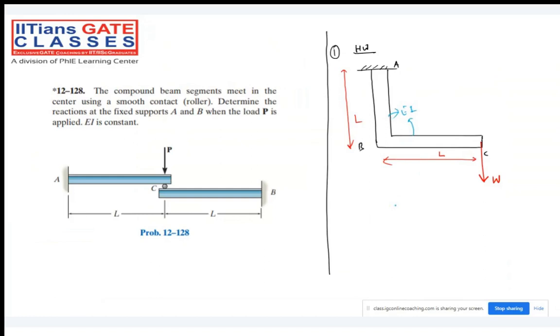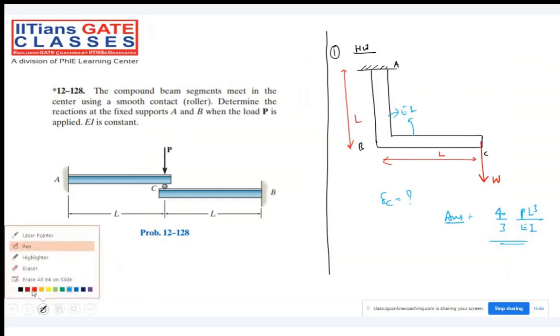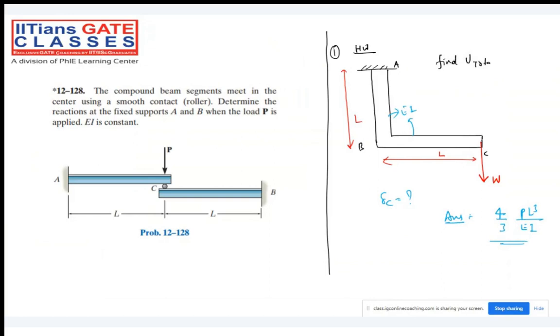What is the deflection at C? What is the deflection at C? You can try solving this particular problem by the strain energy method. Note down the answer also: 4 by 3 PL cubed divided by EI. You try it by strain energy. Find the total strain energy and just equate dou U by dou W. That will be the answer.